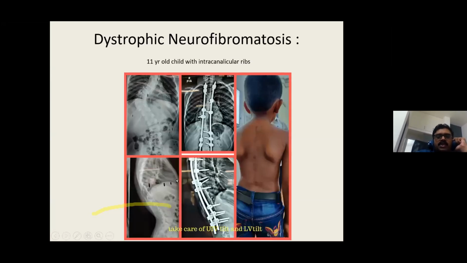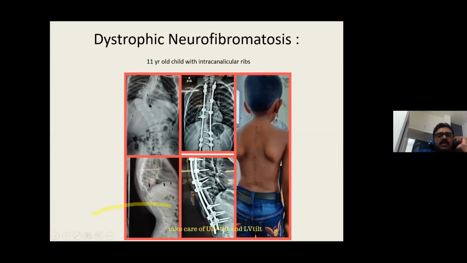Then another case which I want to share is an 11-year-old child, where the curve is much smaller, but it is very rigid. And the thing is that 3 of the ribs here are actually intracanalicular. So if you try to correct this, there is always a chance that the intracanalicular ribs will rub against the dura and produce a neurological deficit. So the intracanalicular ribs had to be excised first.